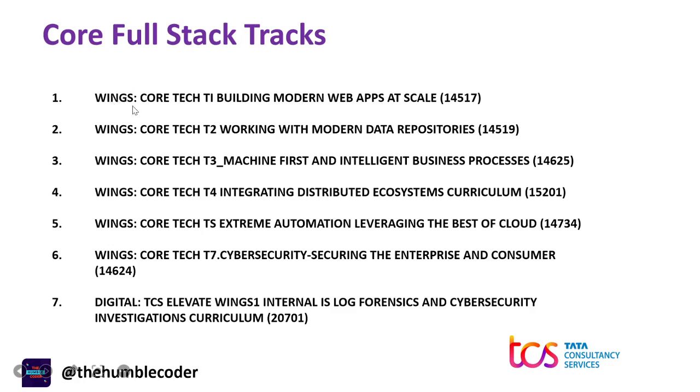Now in core full stack there are different tracks from T1 to T9, basically T1, T2, T3, T4, T5 and so on, and T7 and T9 are also there, I guess. So what do you have to do in these tracks? You have to select any one track of your choice, and you have to complete the entire course. There is a long, huge course based on every track.